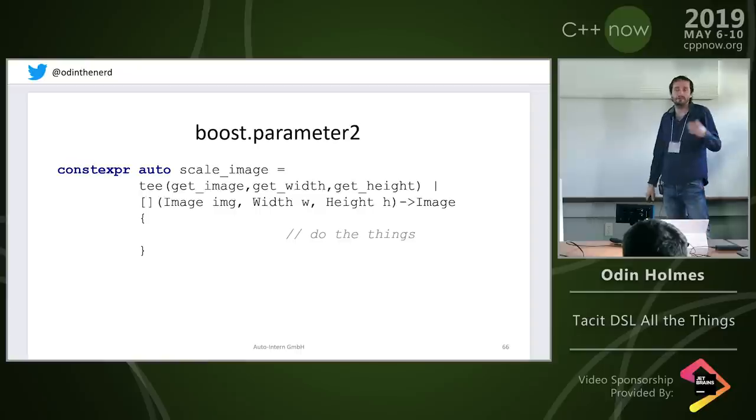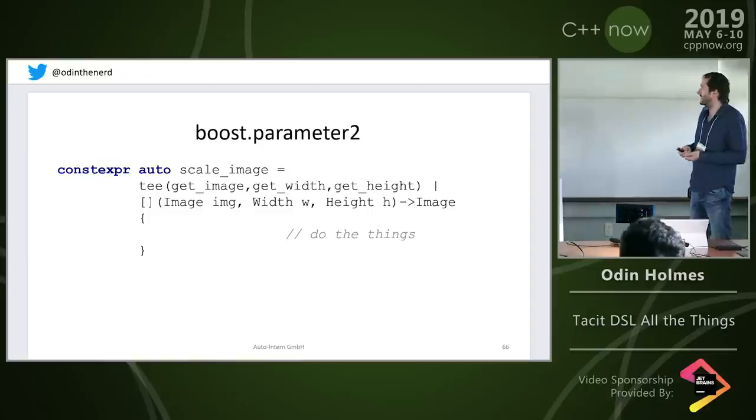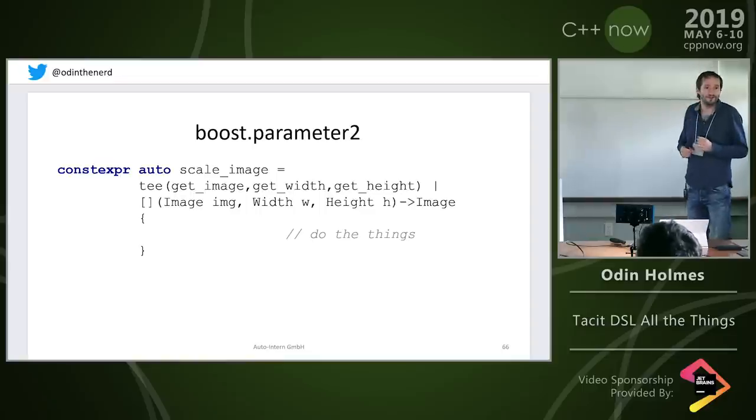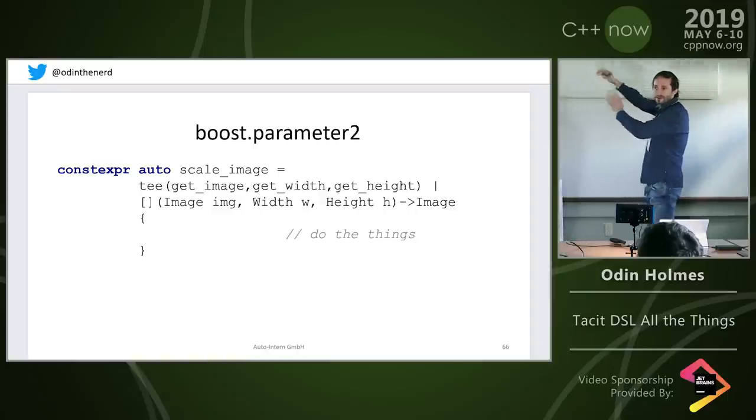Maybe I'm capturing named parameters. Maybe I'm doing some fancy deducing defaults, right? Maybe I don't have a width, but I can deduce the default because I have a height and an aspect ratio, right? So I could come up with all sorts of future metaprogramming rules to figure these things out, right?